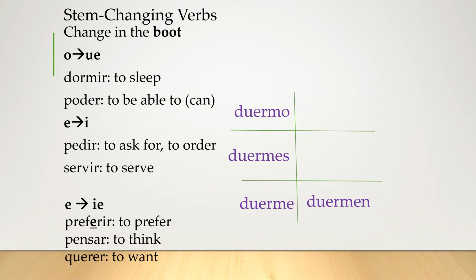Now I get to nosotros. Do I need a stem change? Nope. That just has the O. I drop my IR, add my IMOS like I would with any other verb.